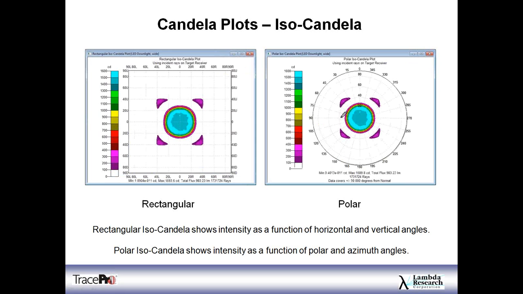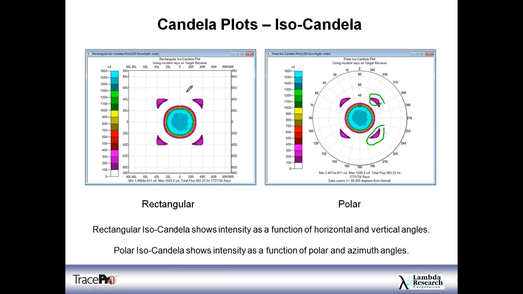An isocandela plot, and again, this is available both for rectangular isocandela and polar isocandela, shows you both azimuth and polar angles in the case of the polar isocandela, or horizontal and vertical angles in the case of the rectangular isocandela. So this is showing you a collection of slices. This would be light projected into a hemisphere, say. Again, we see our little bits of stray light here.